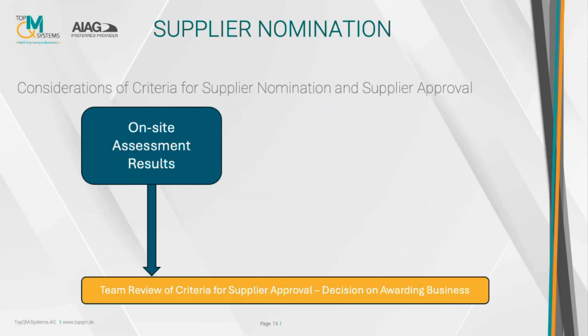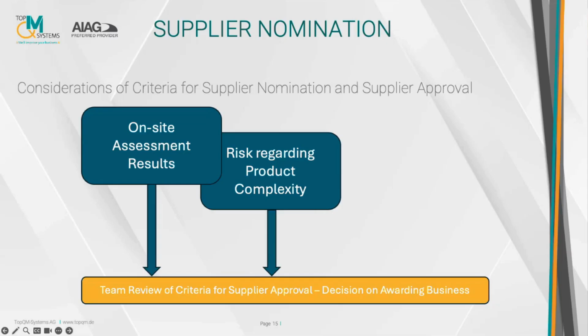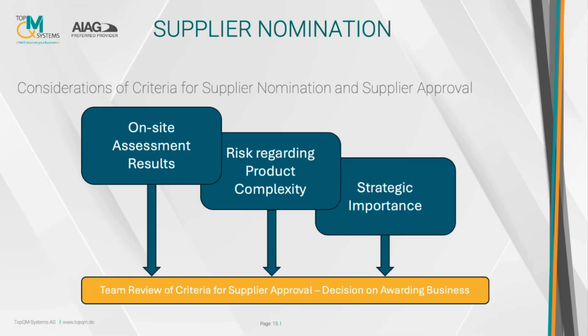Right, considerations of criteria for supplier nomination. So now I've done my audit or assessment of the supplier, based on maybe something similar that he produces, and I would like to consider the results of my on-site assessment. I would also be looking at the risks regarding the product complexity that I would expect from him, and maybe also the strategic importance of the product that I am purchasing from him. There might be other criteria as well to ultimately nominate a supplier.